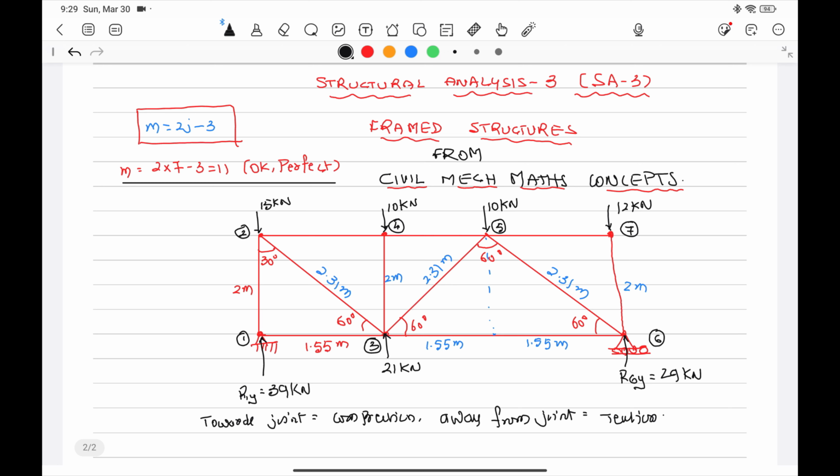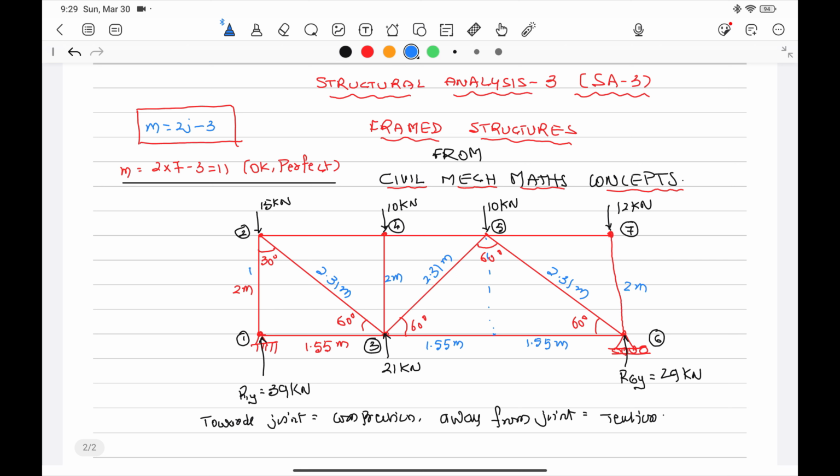First, let us see whether this is a perfect truss or not. In the last class, we checked the rule for a perfect frame: the number of members should be equal to 2 into number of joints minus 3. How many joints are there in this truss? There are 7 joints. 2 into 7 is 14, minus 3 is equal to 11. How many members are there? There are 11 members in the truss.